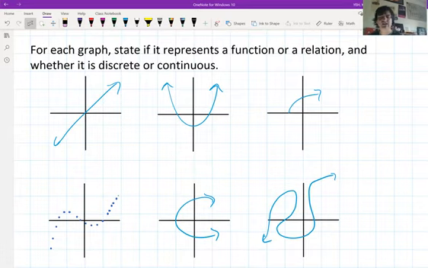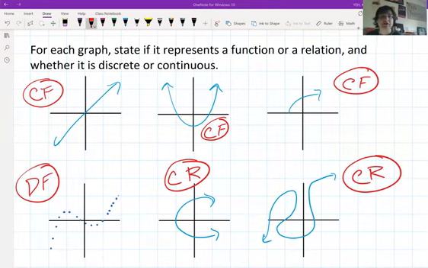But think to yourself with each of these 6, is it a relation or does it meet those qualifications for a function, that vertical line test? And is it discrete or continuous? So pause the video, take a few moments, and then go ahead, hit play.